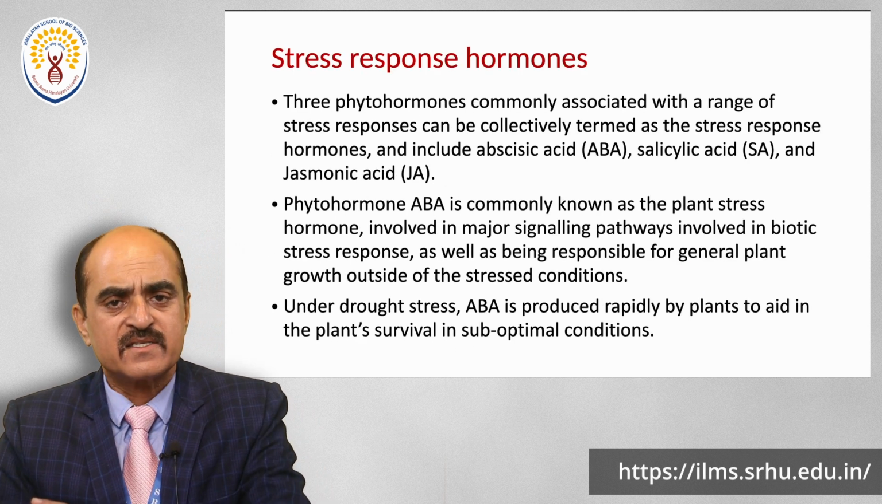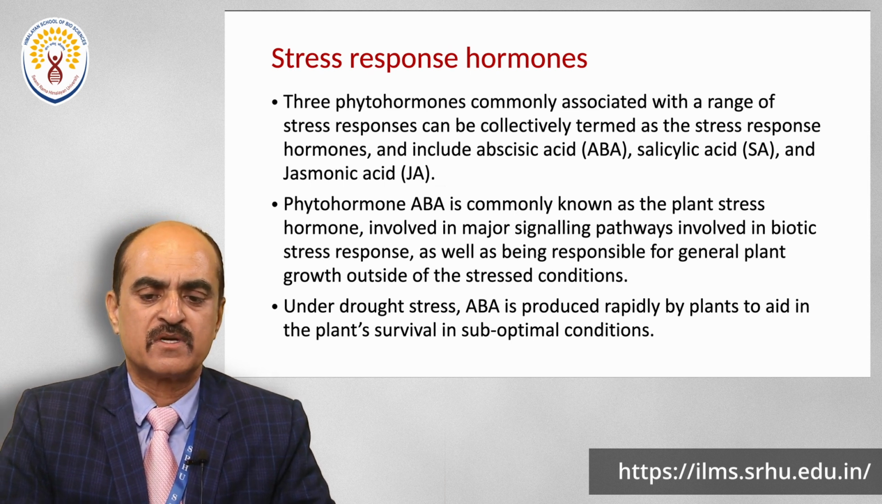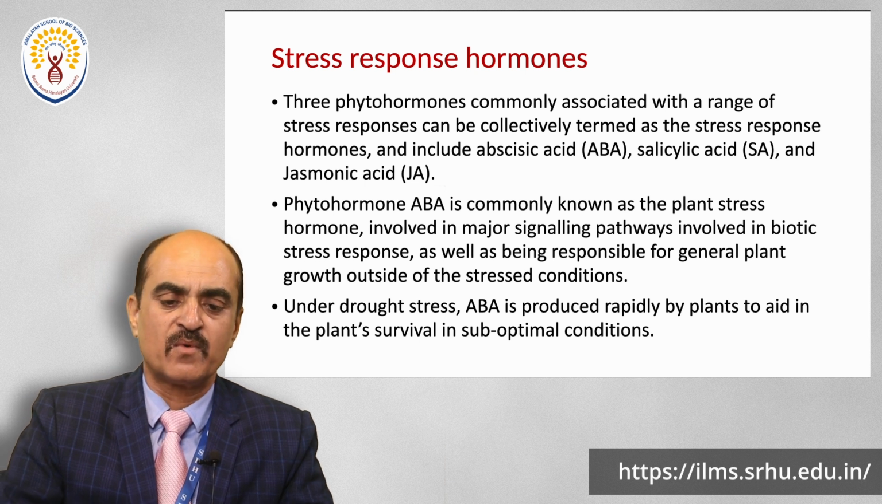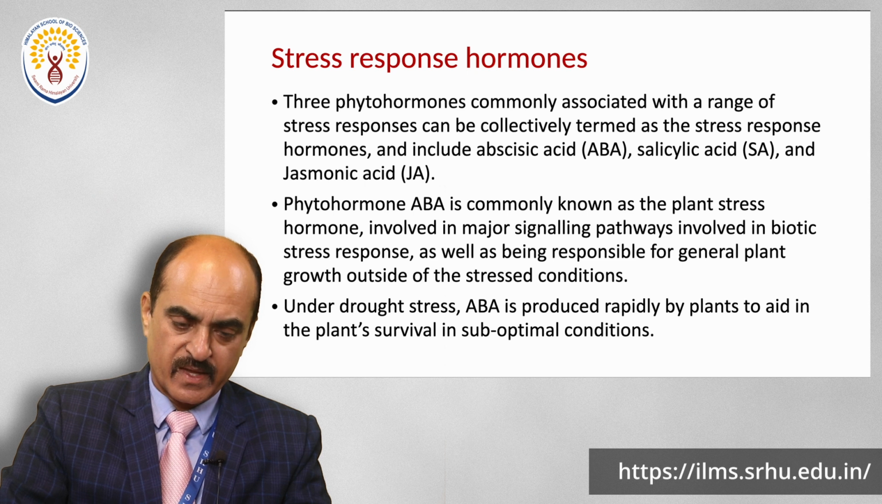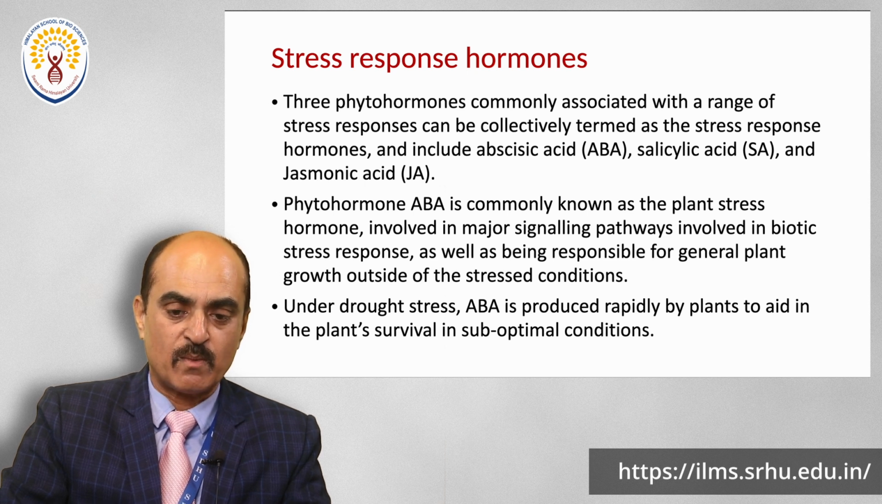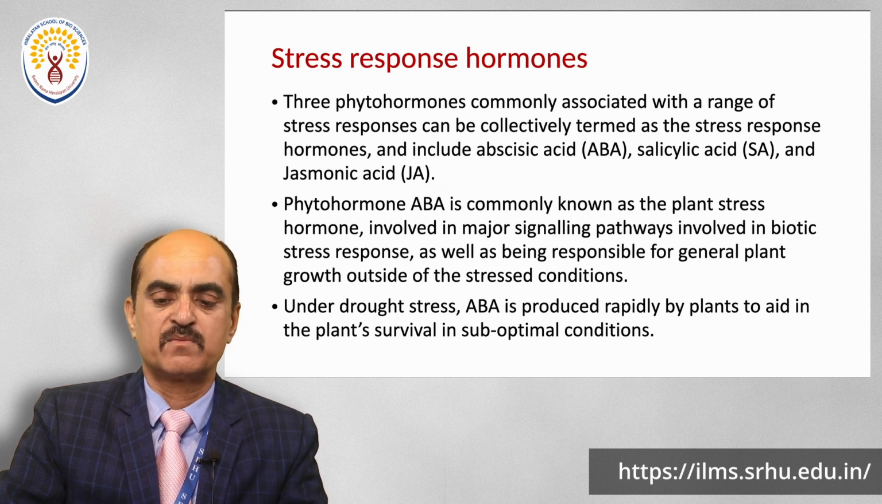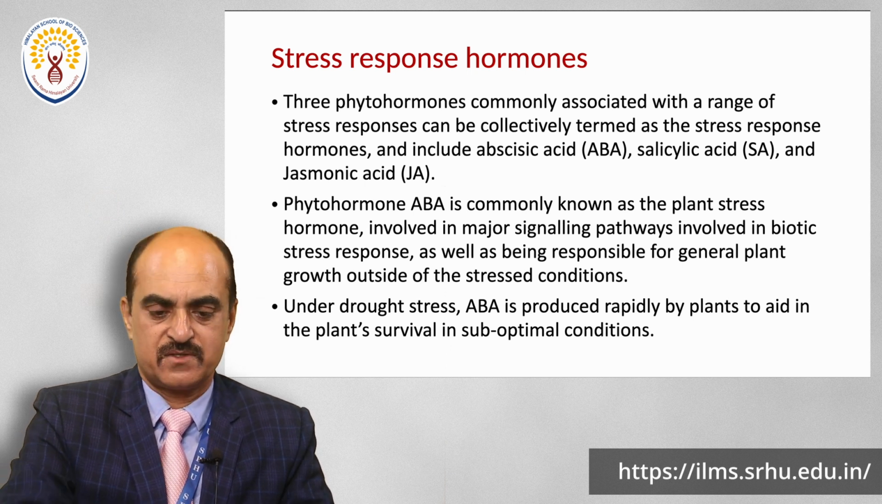And then there are certain stress responsive hormones. Three phytohormones commonly associated with the range of stress responses can be collectively termed the stress response hormones: abscisic acid, salicylic acid and jasmonic acid. The phytohormone abscisic acid is commonly known as the plant stress hormone, which is involved in major signaling pathways in biotic stress response, as well as being responsible for general plant growth outside of the stress conditions.